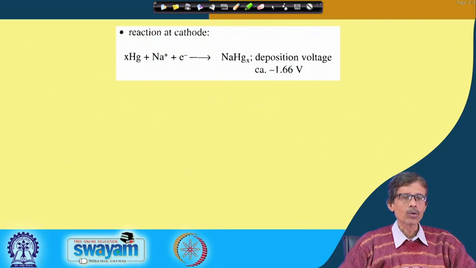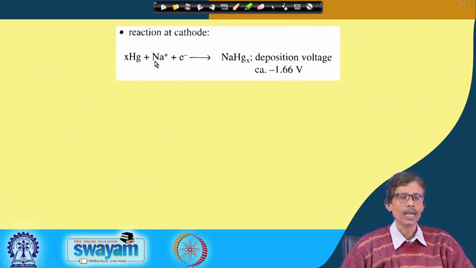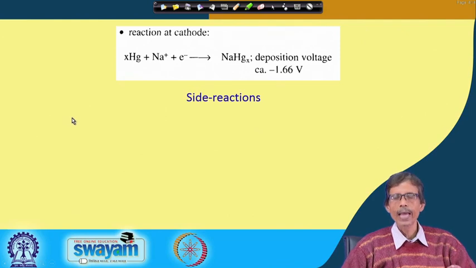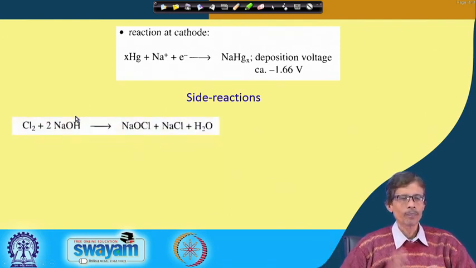And at the cathode, on the surface of this mercury or sodium amalgam pool, you already have x number of atoms of mercury attracting sodium, which is reduced by the electron available from the anode side, giving you NaHgx. This is basically your sodium amalgam, and the deposition voltage for that species is minus 1.66 volt. So, during this process, what are we producing? We are producing only chlorine gas and sodium amalgam.